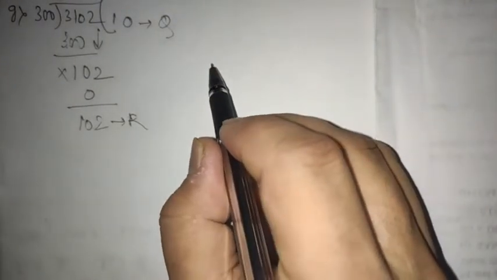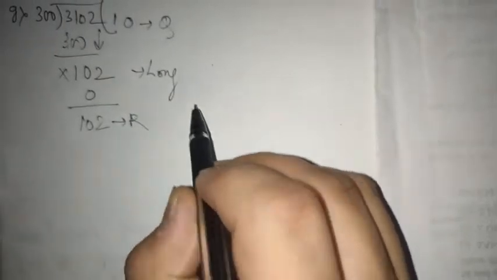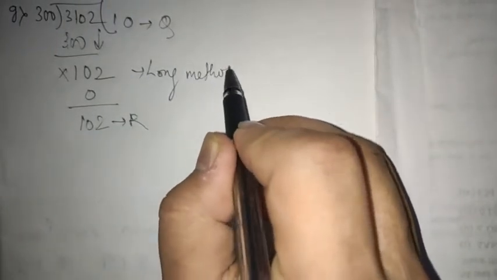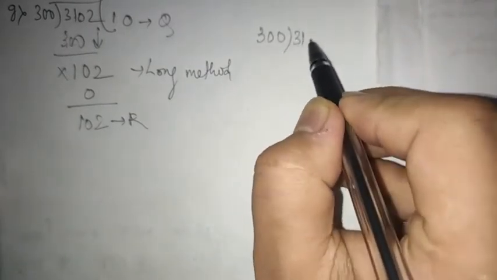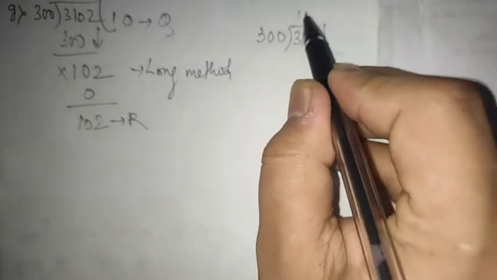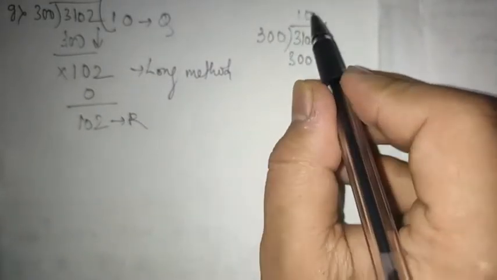Alright, so this is the long division method. Now moving on to the short division method. So directly, what you are going to do is put 10. 300 times 10 is 3000, right? 2 0 and 1, 3 0 should be there.